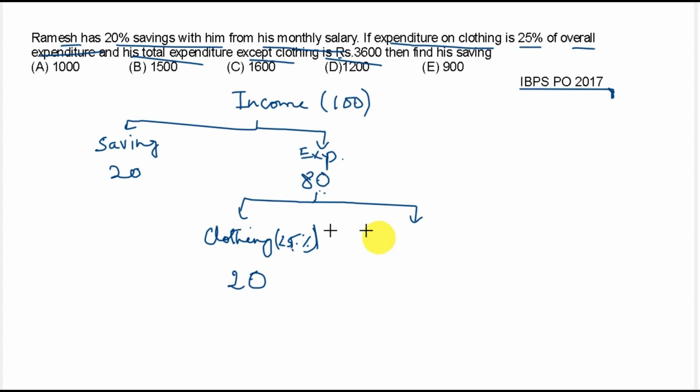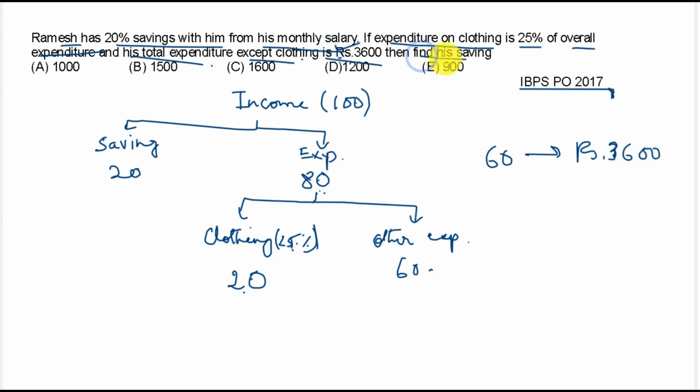Okay, his other expenditure except clothing is how much? 3,600. Okay, so on clothing he spent 20. So what is the other expenditure? Out of 80, if he spent 20 on clothing, so the remaining 60 will be his other spending. According to the question, his total expenditure except clothing, that means minus clothing, so this 60 is equivalent with how much money they have given? 3,600. Now what is the question?